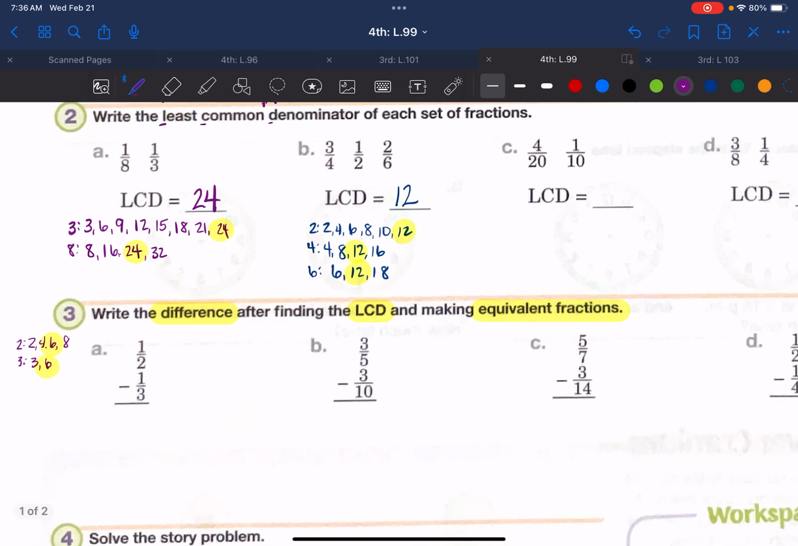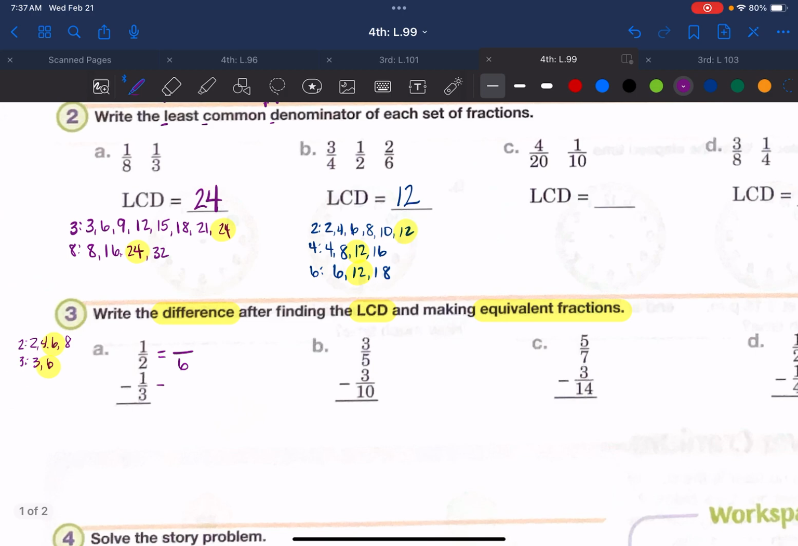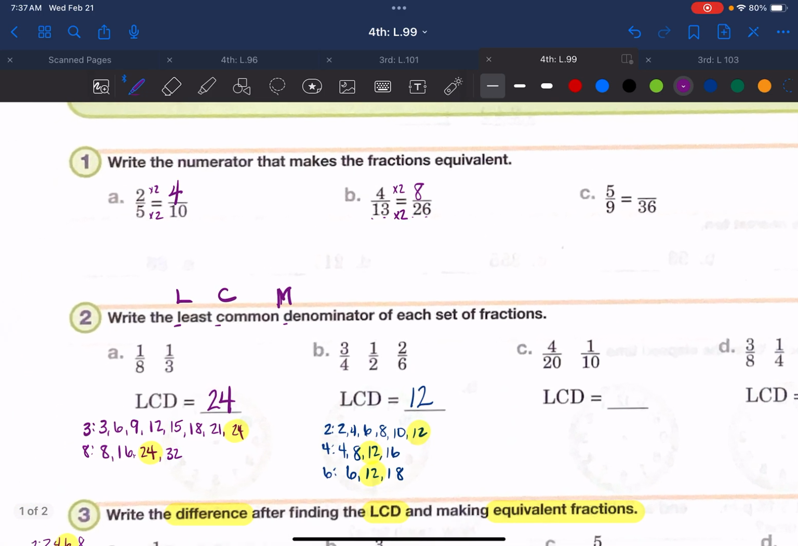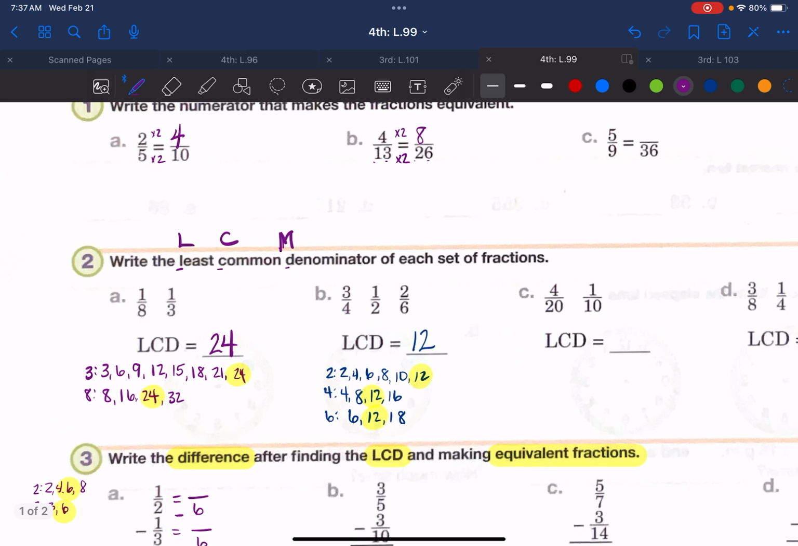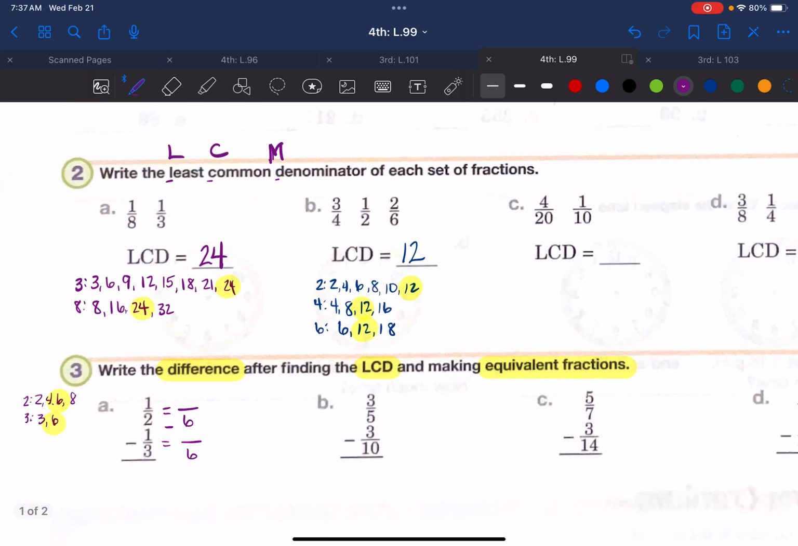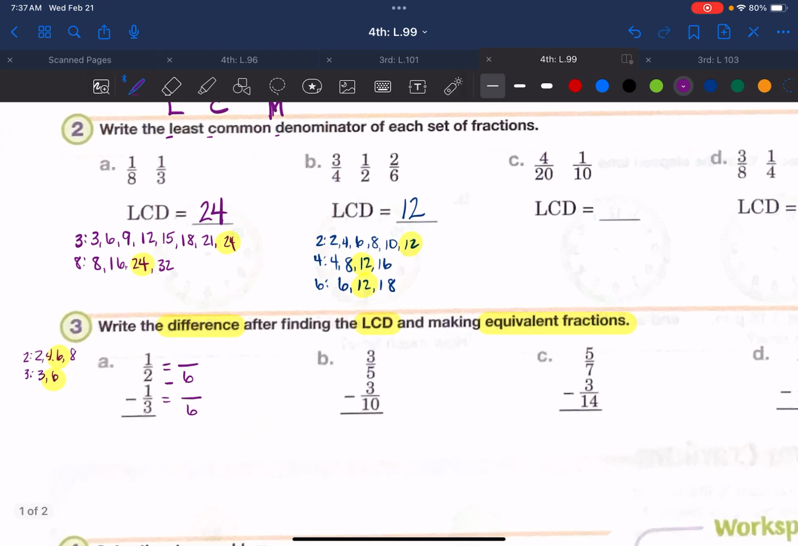Okay, so 1/2 is going to be equal to something over 6. And this one's going to be something over 6. And I'm going to subtract whatever it is. So this is just like what you were doing on number 1. You see 2/5 equals blank over 10. Here 1/2 equals blank over 6. So now what did I do to get from 2 to 6? 2, 4, 6. I times 3.